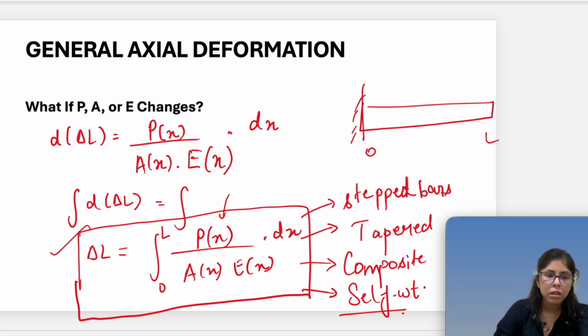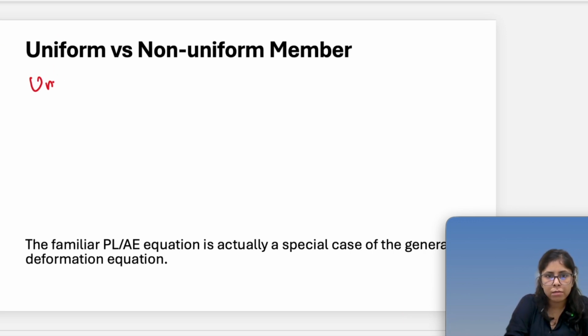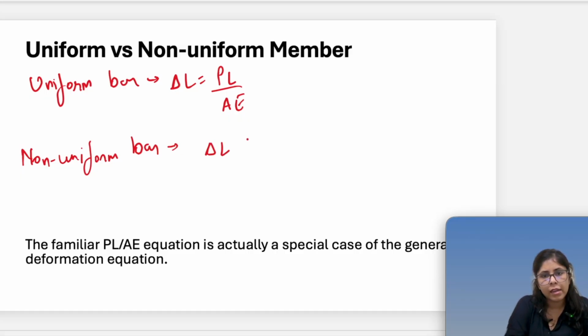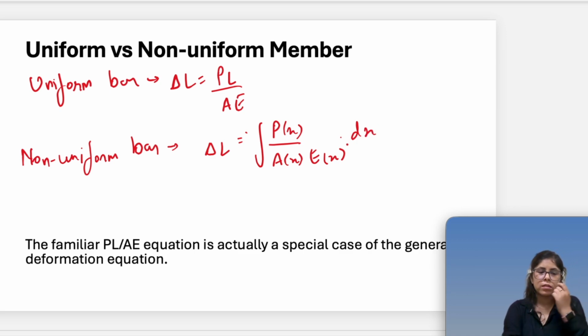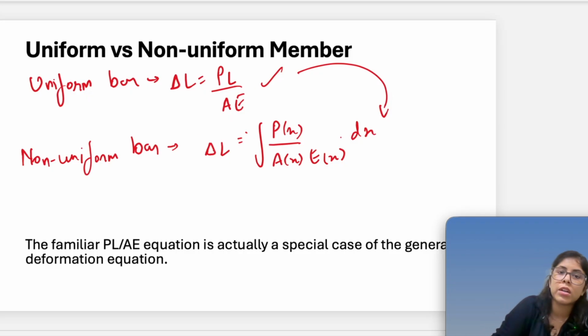Now we should know uniform versus non-uniform member or bar. So we have a uniform bar, for which delta L is equal to PL upon AE. And for a non-uniform bar, we have delta L, that is nothing but the integration of P(x) upon A(x) E(x) into dx. So the familiar PL upon AE equation is actually a special case of this non-uniform bar. This is the generalized case, right?